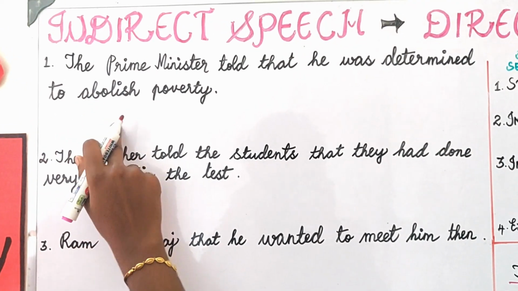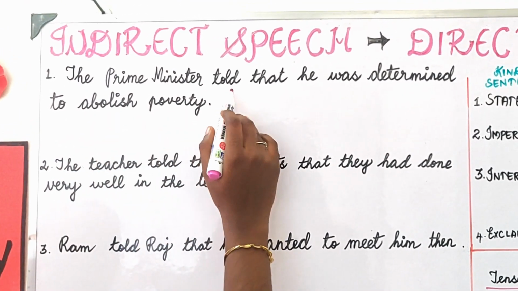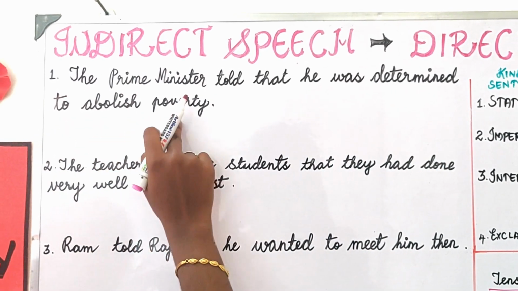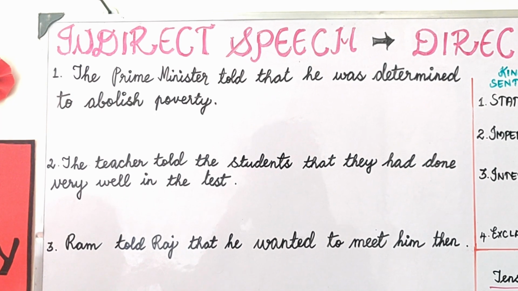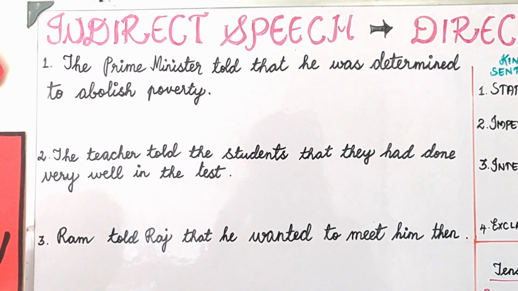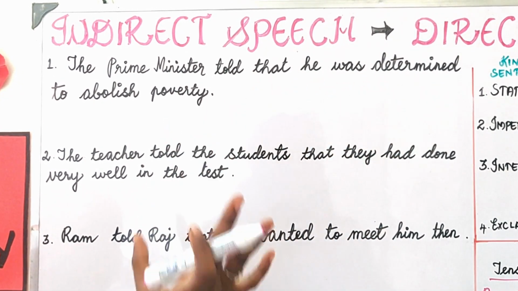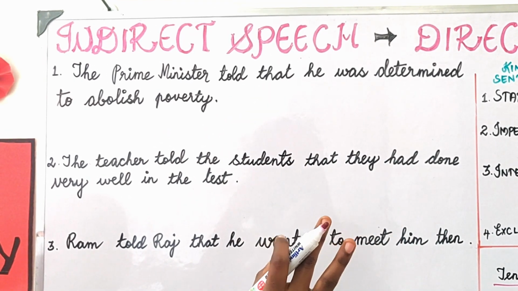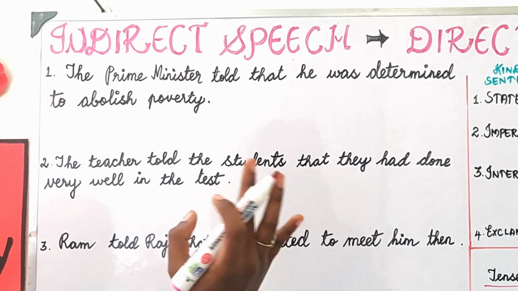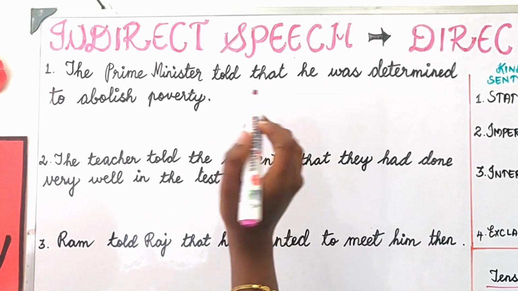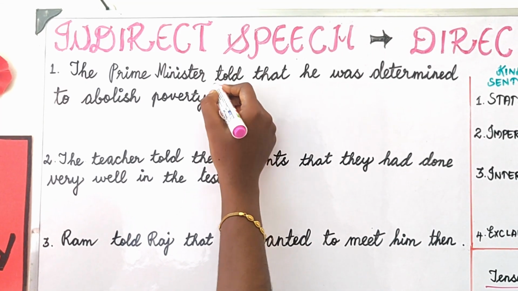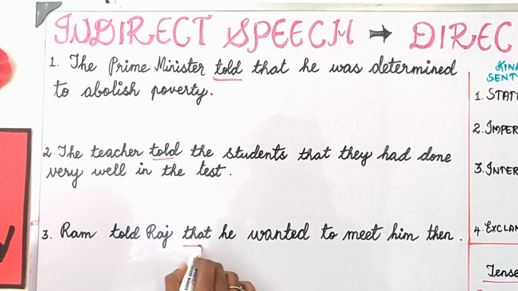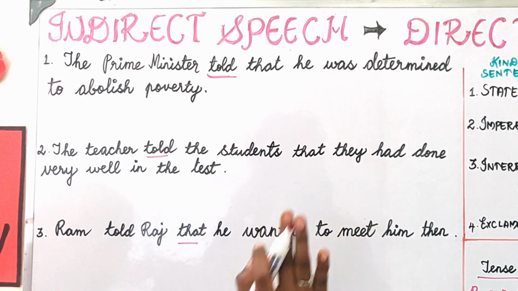First, let me read out the sentence. The Prime Minister told that he was determined to abolish poverty. Okay, so in direct speech, we saw what kind of sentence it is, isn't it? Inside the inverted commas, we just read the sentence and find out what type it is. Similarly, here what you have to do is see the reporting verb. There itself you will get an idea, and you also read the sentence.